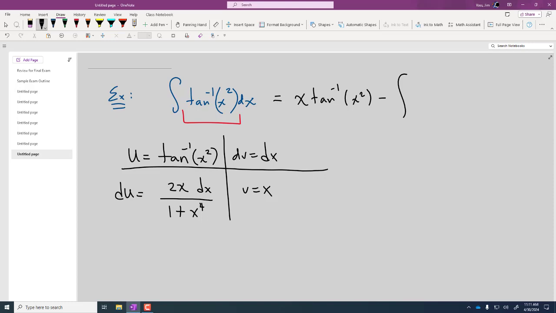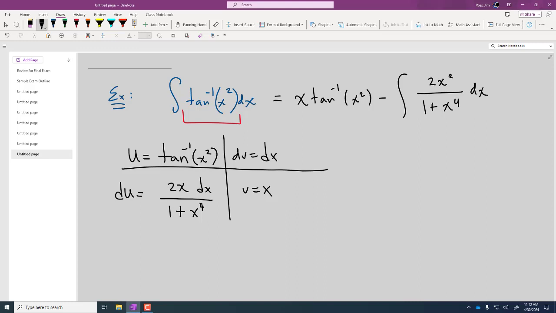And when we do the bottom row, we get an x times an x, right? So we get 2x squared over 1 plus x to the 4th dx. Where do we get 1 plus x to the 4th? The derivative of arctangent is 1 over 1 plus the inside squared. Okay, good. So now we get that.